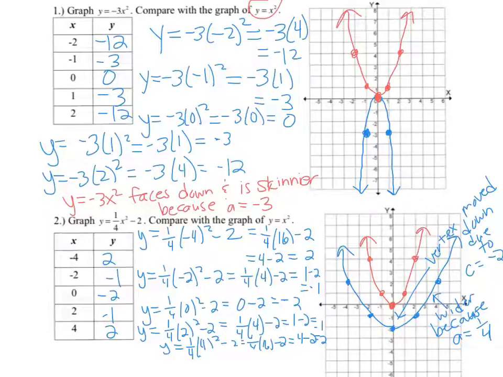You've probably heard me use the term concave throughout this presentation so far. Concavity just refers to whether the parabola faces up or down. It will be concave up, like a smiley face, if a is greater than 0, and concave down, like a frowny face, if a is less than 0.